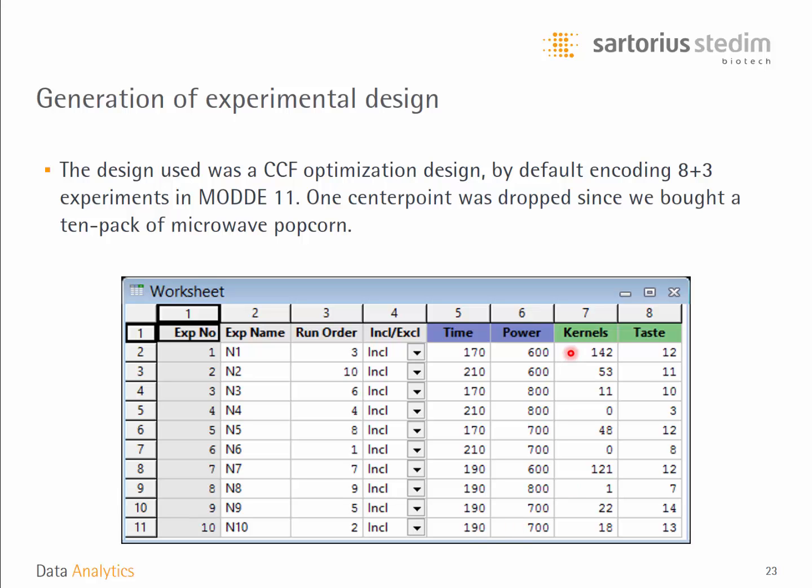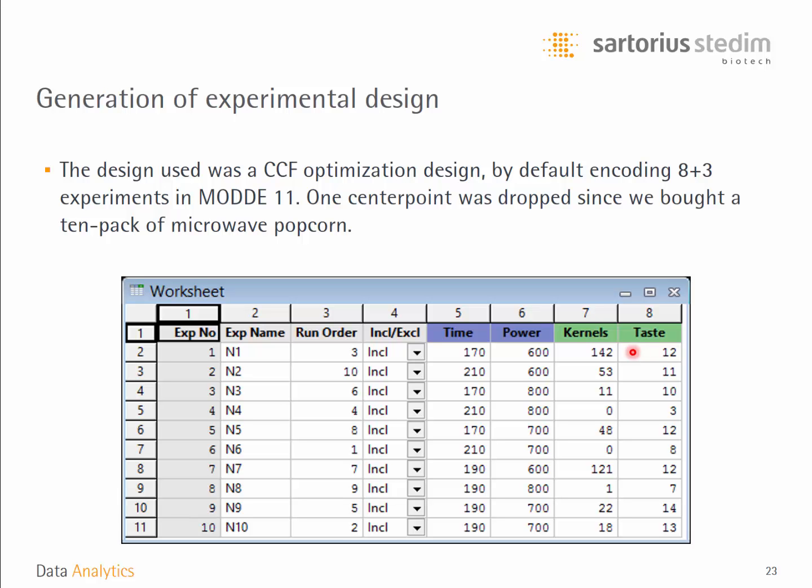We also see the number of unpopped kernels and the taste. What we now want to do with the data analysis is to see if there is any relationship between how the time and power are changed, and if it can correlate and predict the number of unpopped kernels and the taste that was judged.